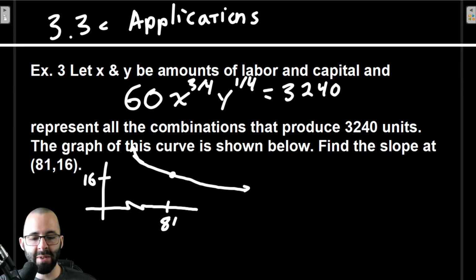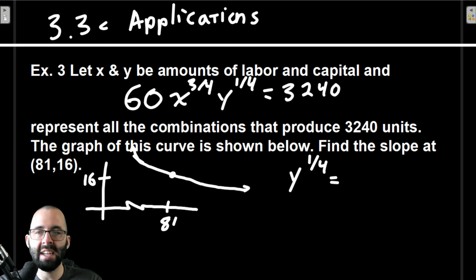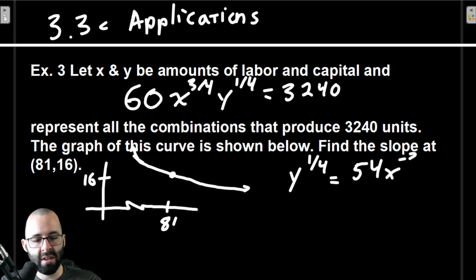And again, a lot of times I really just don't like using the product rule. I'm going to move the X over. You don't have to. We could divide both sides by 60x to the 3/4 if we wanted to. Just make our lives a little easier. The right-hand side is now 54 times x to the negative 3/4. Completely optional step. And then we d/dx both sides.